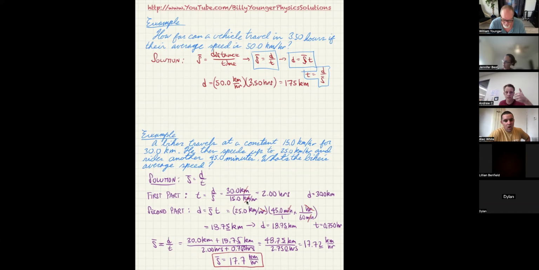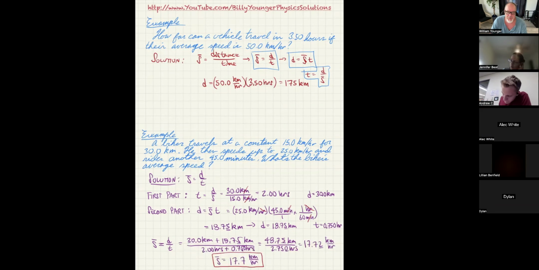Okay, so that's a very typical type of problem that you should be able to solve. In your book, they do just like it, but in that case, let me see what they did. They said a car travels at a constant 50 kilometers per hour for 100 kilometers. It then speeds up to 100 kilometers per hour and is driven another 100 kilometers. What's the average speed for the 200-kilometer trip?